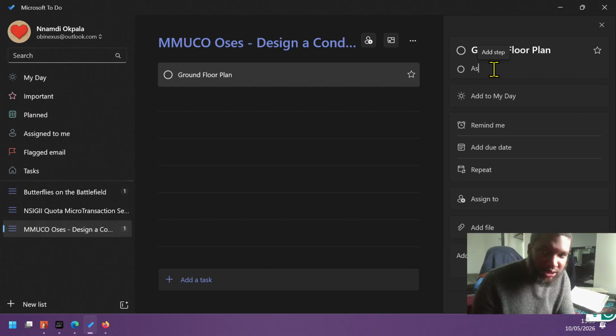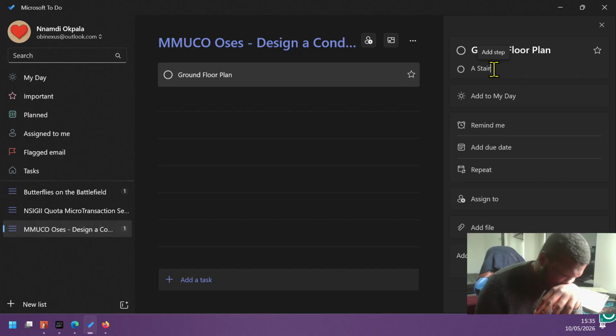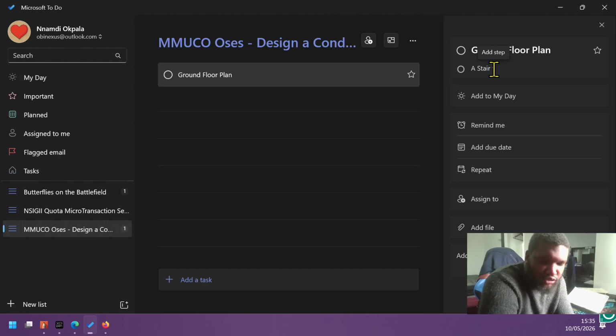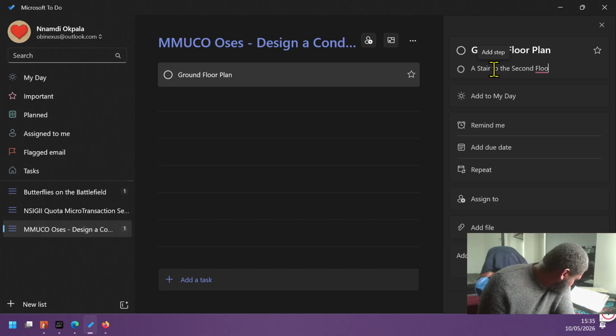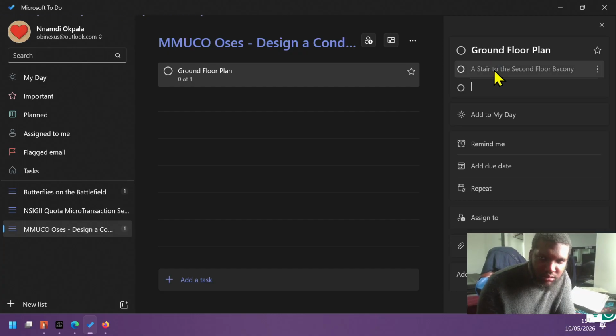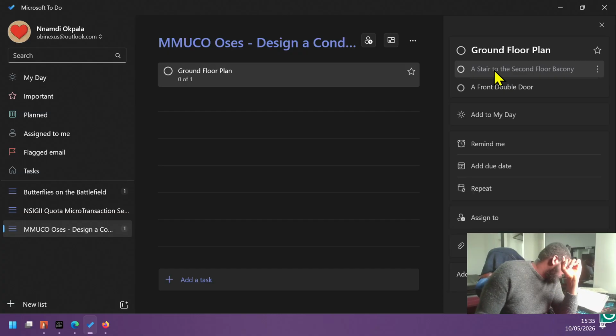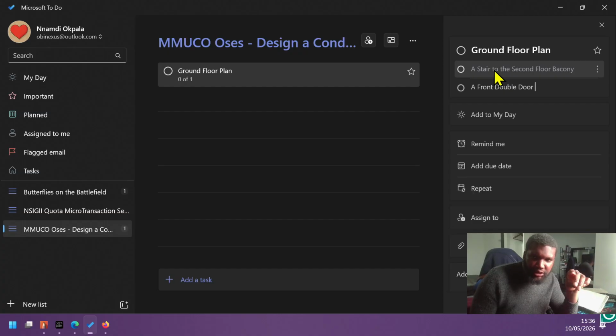So we have a stairway, a staircase with a pram, a staircase to the second floor balcony, front double doors, which is basically double doors to the front. What was the one?